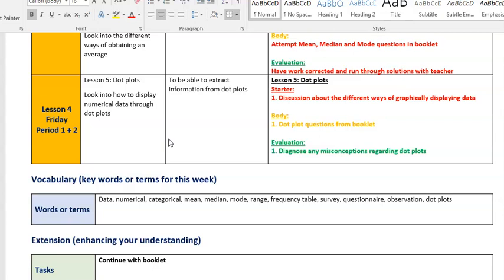This is from the data booklet that you have been given. Unfortunately, I cannot be in class right now, so you'll use these two lessons to work on dot plots.